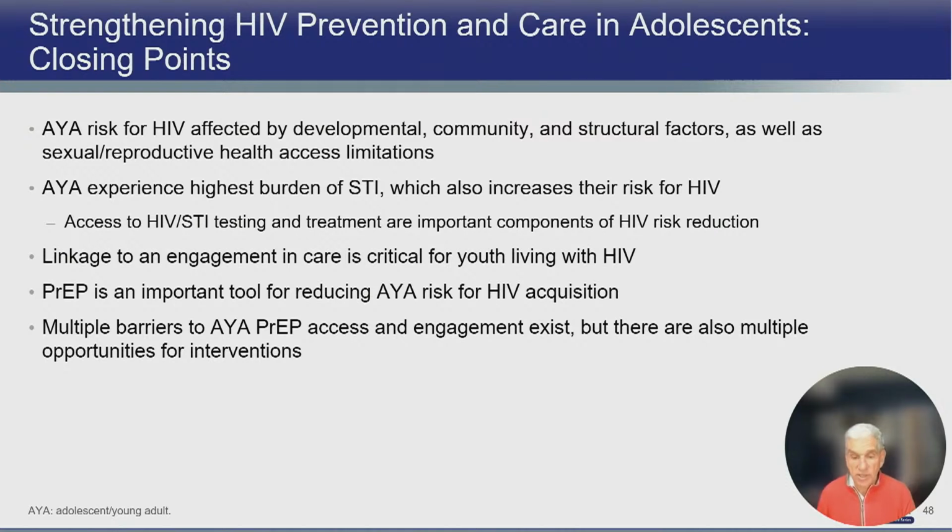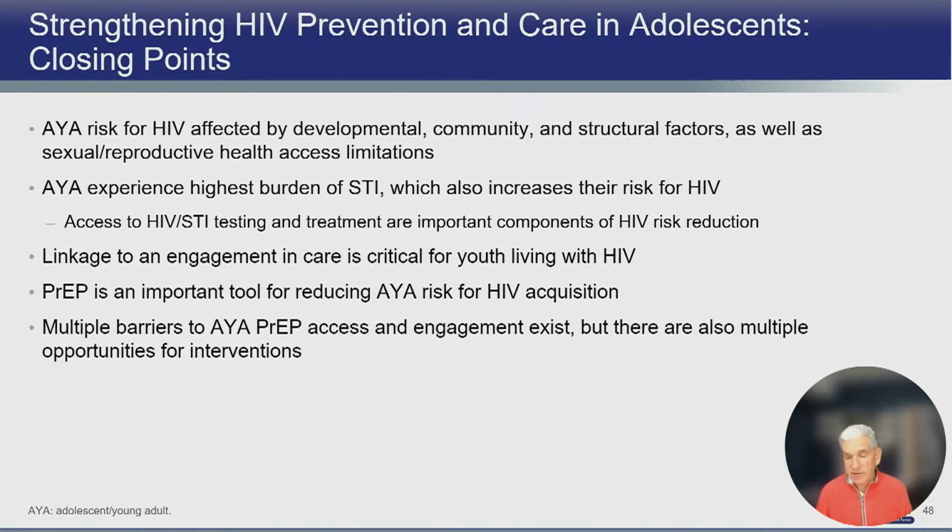Strengthening HIV prevention and care in adolescence, I think, requires developmental, community, and structural factors, as well as sexual and reproductive health outcomes. This is not just a question of a good doctor-patient relationship, but of a system. We know that adolescents and young adults experience the highest burden of STIs, which also therefore increase their risk for HIV. So access to HIV and STI testing and treatment are important components of HIV risk reduction. We have to look at this as a sexual health program, not an HIV program.